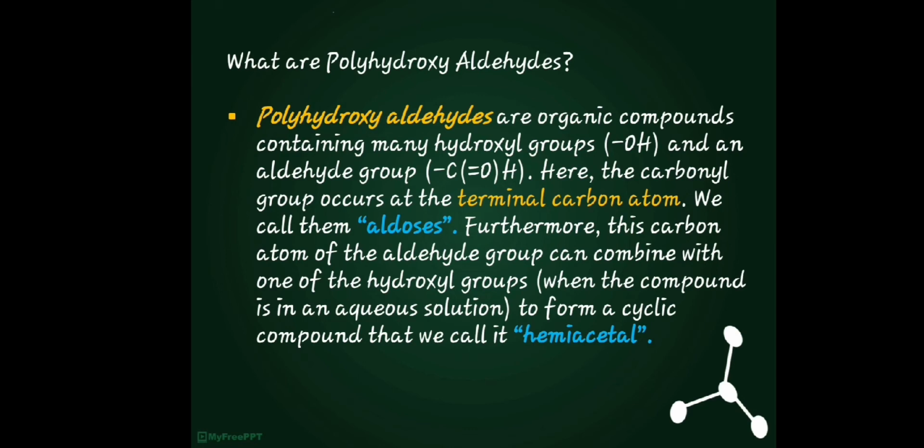So, these are the answer. Polyhydroxy aldehydes are organic compounds containing many hydroxyl groups and an aldehyde group. Here, the carbonyl group occurs at the terminal carbon atom. We call them aldoses. So, furthermore, this carbon atom of the aldehyde group can combine with one of the hydroxyl groups when the compound is in aqueous solution to form a cyclic compound that we call hemiacetal.